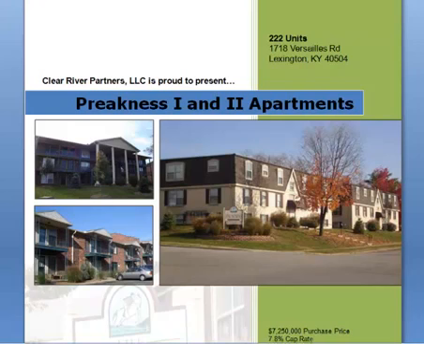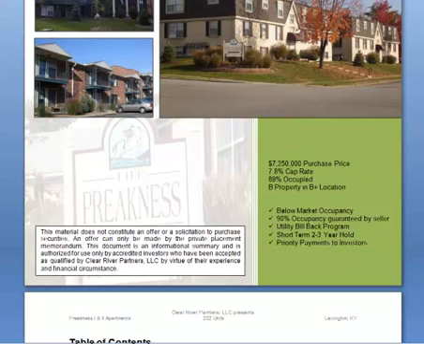Down here you're going to see the highlights. You see the check marks. It's below market occupancy. It's 90% occupancy guaranteed by seller. That is something that we negotiated in the purchase and sale contract. Utility bill back program, short-term hold, priority payments to investors. Those are the things that we identified as being selling features of the deal.